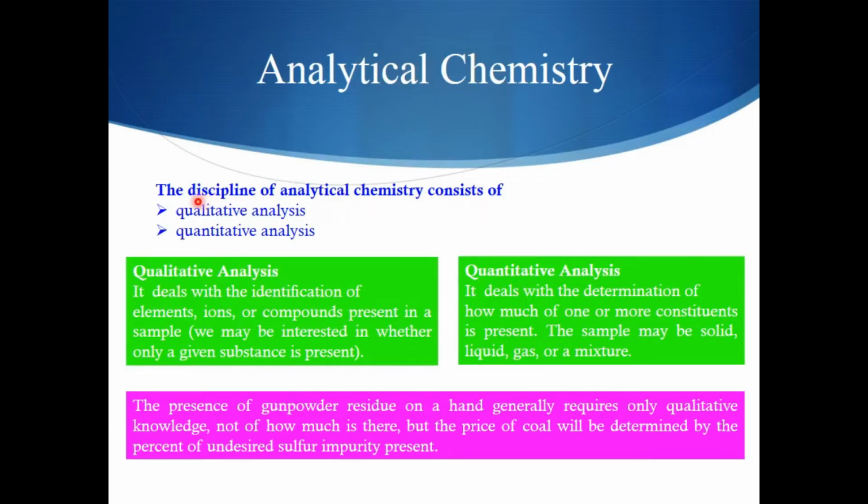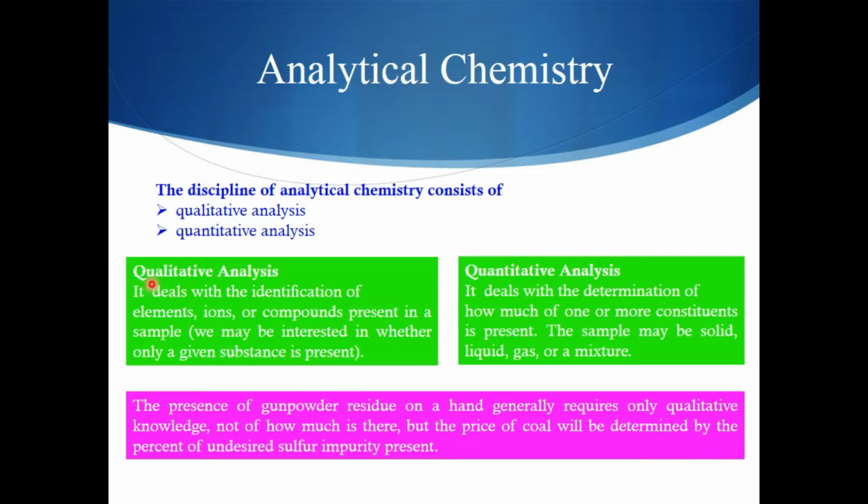As we have discussed in the previous lecture, the discipline of analytical chemistry consists of qualitative analysis and quantitative analysis. What is qualitative analysis? It deals with the identification of elements, ions, or compounds present in a sample. Or we may be interested in whether only a given substance is present, that we are only interested to know about the presence of one substance in the sample.